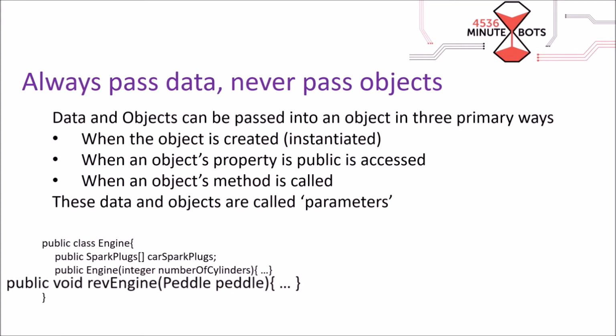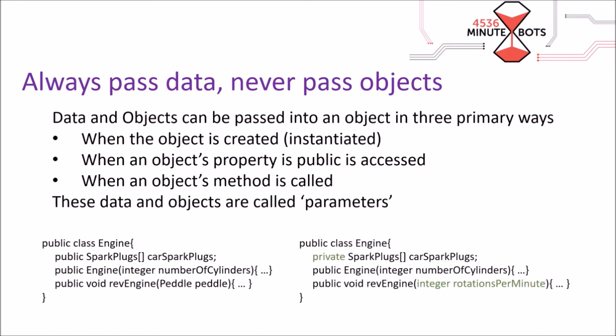When it comes to rev engine, on the other hand, you'll notice that it's passing in an object called pedal. It's actually passing in the pedal object, so the engine can take the pedal object and examine it and figure out what the RPMs should be. That's exactly what you don't want to do. You do not want to pass in an object, because once you do, you have opened up a can of worms. Now pedal and engine are tightly linked, and any changes to one could affect the other. Plus, the separation of concerns doesn't happen here.